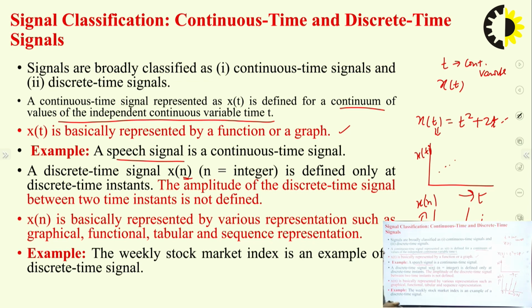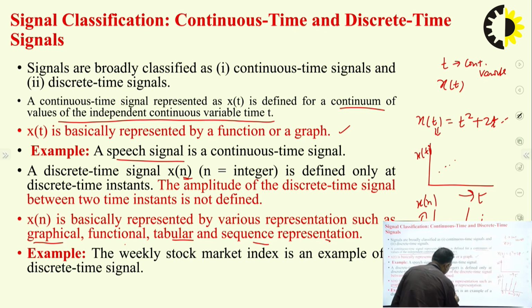so there are many ways by which we can represent a discrete time signal. A continuous time signal can only be represented by a function, but a discrete time signal can be represented in many manners, like graphical, functional, tabular, and sequence representation. So these are the various representations by which we can represent our discrete time signal. The most popular is the sequence representation.